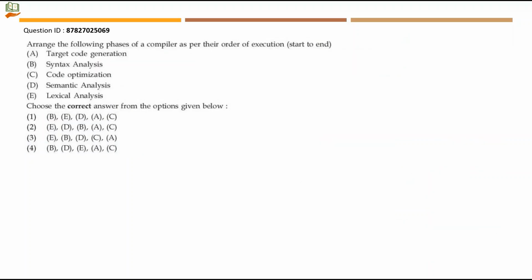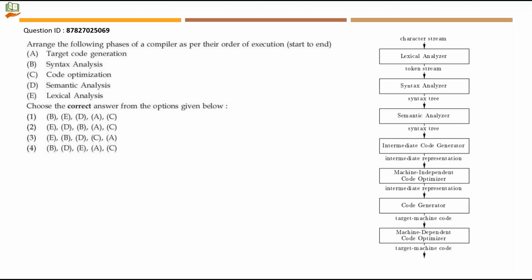Next question. Arrange the following phases of a compiler as per their order of execution, start to end. We are starting with lexical analysis, so it starts with E. Then we have syntax analysis, which is B. Then we have semantic analysis, which is D. Then we have code optimization, which is C. There are actually two phases of code optimization. One is the machine independent optimizer and another one is the machine dependent optimizer. So after target code generation there is an optimization and before target code generation there is an optimization.